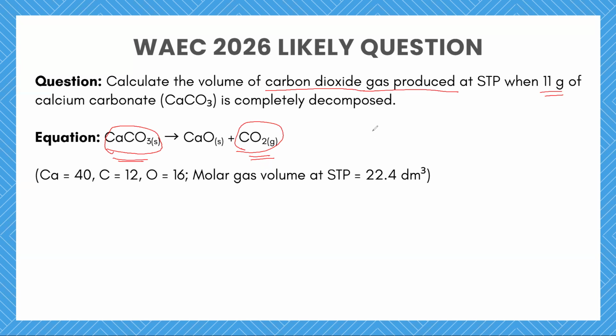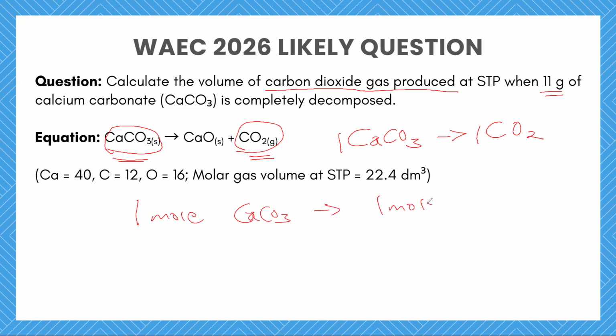Now, from the equation, you can see that calcium carbonate, CaCO3, reacted to produce carbon dioxide. Each of them was 1 mole. So from the equation, 1 mole of calcium carbonate, CaCO3, produced 1 mole of CO2. So therefore, we have 11 grams now of calcium carbonate reacting. Let's go ahead and convert that into number of moles.